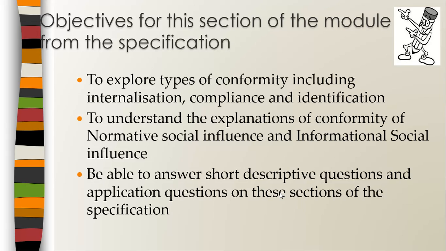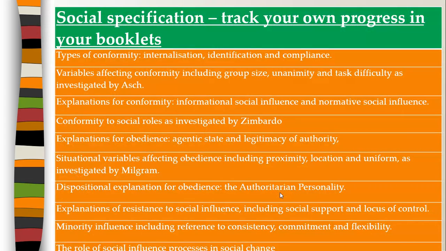Now, it's important to know that there's a difference between the types of conformity and the explanations of conformity. Types of conformity are the different levels of conformity, how much you conform, and the explanations of conformity are why you conform. Within conformity, there are two named studies from the spec. You've got a study by Asch and a study by Zimbardo, so you will need to remember those names.